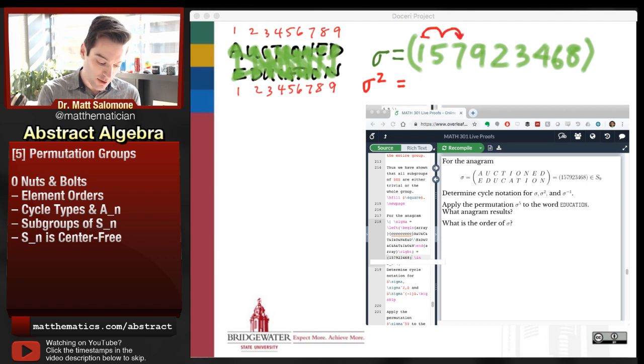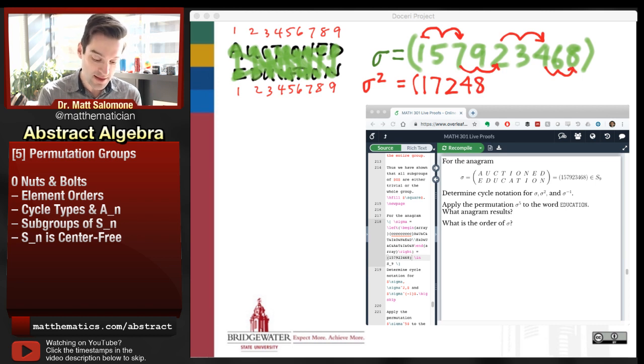So if I want cycle notation for sigma squared, I would take the position number 1 and figure out where does it go after sigma happens twice. After sigma happens twice, 1 is going to end up not at 5, but at 7. And in turn, 7 is going to end up taking 2 steps to its right and ending up at position 2. 2 is going to take 2 steps to its right, end up at position 4. 4 is going to take 2 steps to the right and land at position 8.